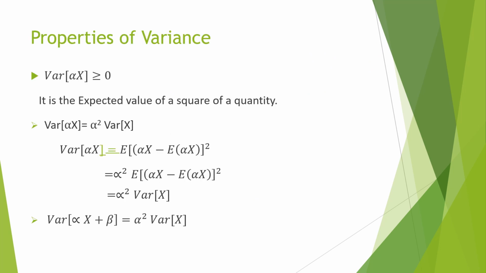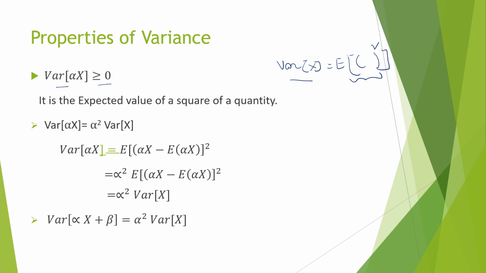Now, certain properties of variance. The first property is that variance of x is greater than or equal to 0. It means it is a non-negative number. We know the variance of x is the expected value of some square. Therefore, it is always a non-negative number.